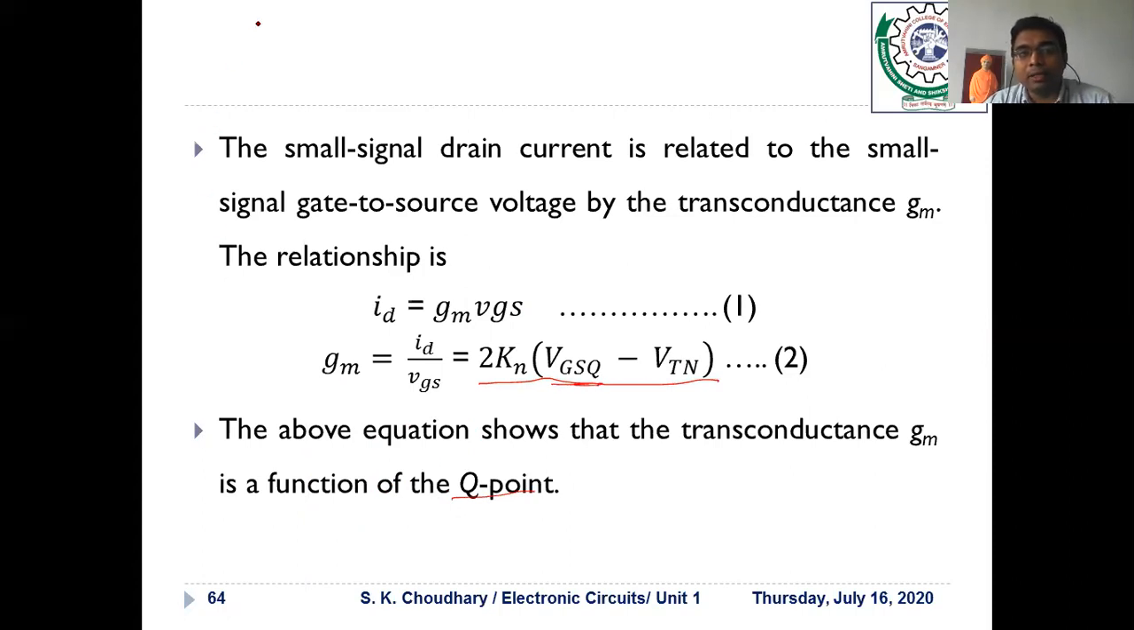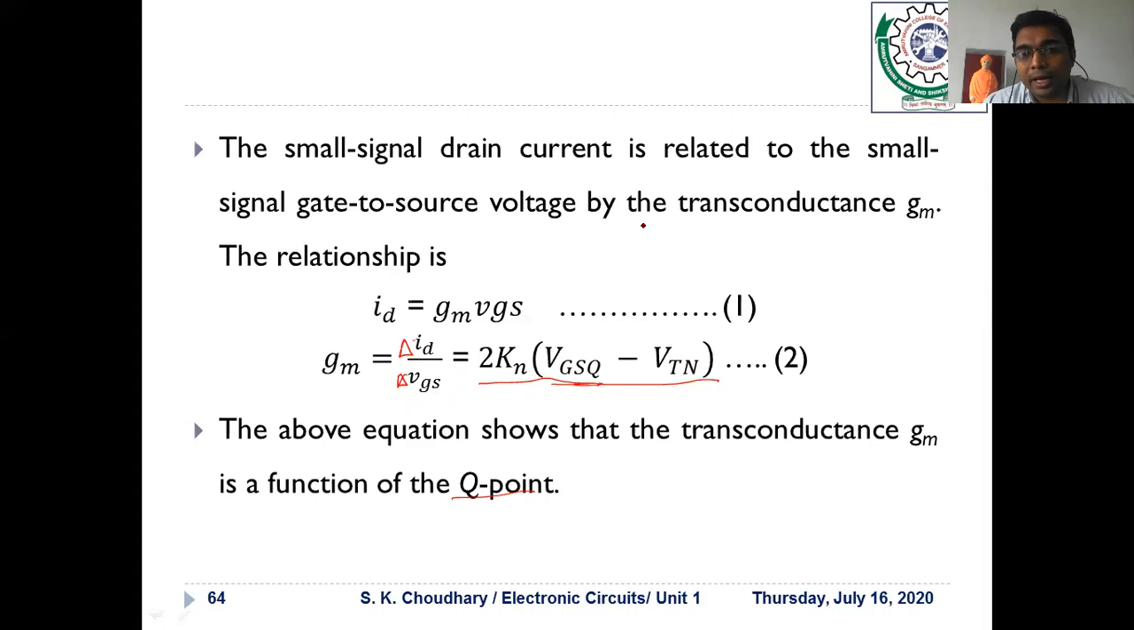Can anyone tell me how this particular equation is coming? Actually, if you look at the actual relationship, this is ID upon VGS. Instead of that, you can write delta ID upon delta VGS, or del of ID upon del of VGS, meaning the change in drain current with respect to the change in gate to source voltage.